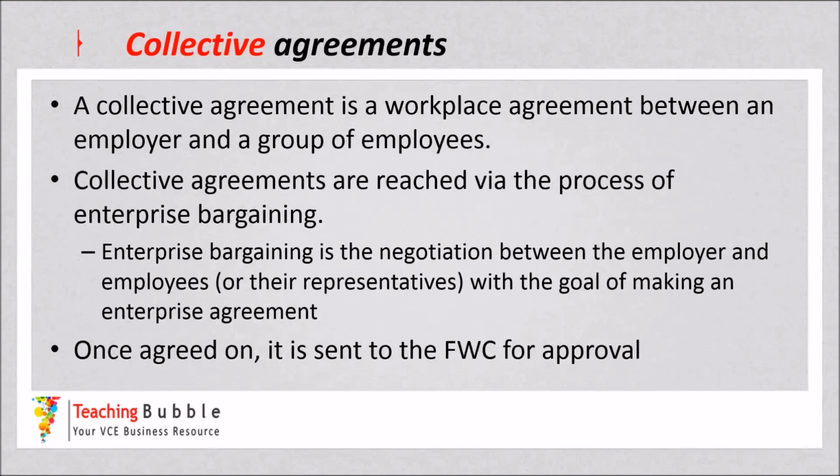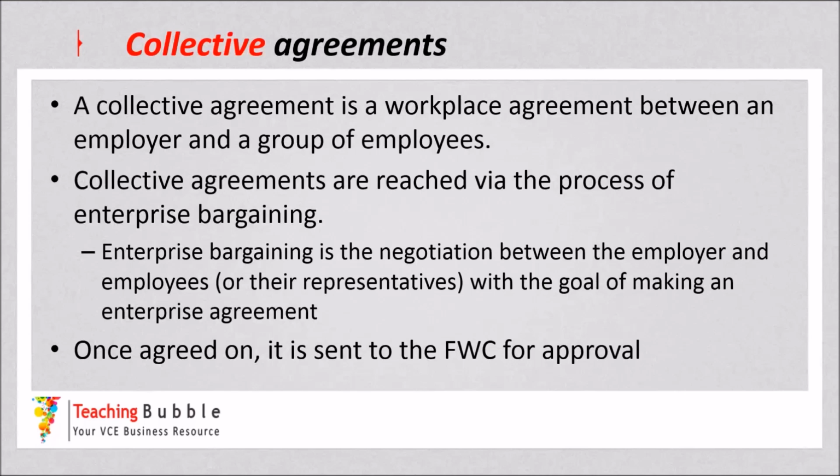We've gone more specific again now with a collective agreement because it covers a group of employees at or with a particular employer. Now, collective agreements are reached via the process known as enterprise bargaining. And enterprise bargaining is the negotiation between the employer and the employees with the goal of making an enterprise agreement. Now, I've got in brackets there all their representatives because in an earlier video we spoke about how employer associations or unions can represent the employer or the employees in the negotiation of these particular wages.